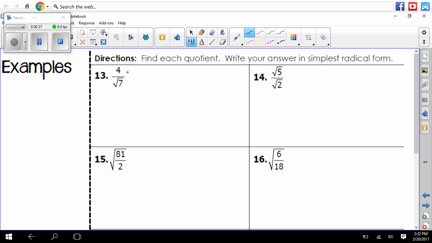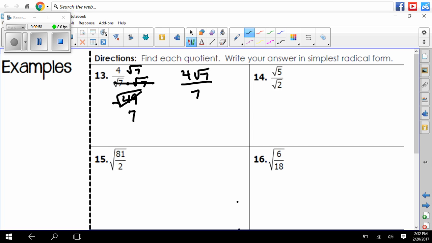I have this, 7 does not break down, but I'm going to multiply by radical 7 on top and on bottom. That'll give me a radical 49 on the bottom, and the square root of 49 is just 7. So now I have 4 radical 7, and I'm done.